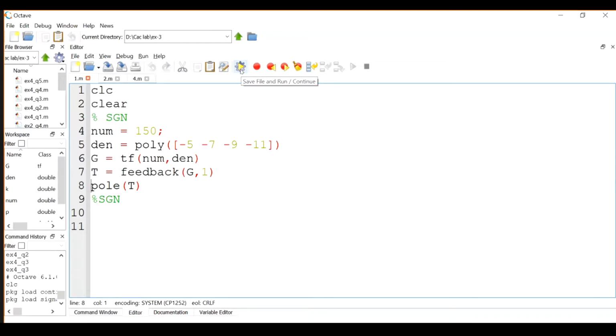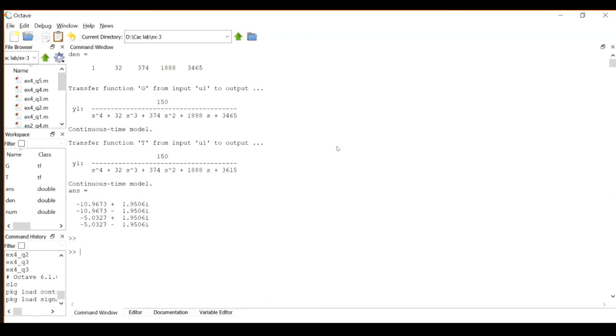Now when we run this command, the output can be seen in the command window. When we move to the command window, we first have to load the control and signal packages. We can load them by using pkg load control and pkg load signal. Now the denominator, when we open the brackets of s plus 5, s plus 7, s plus 9, s plus 11, can be represented as this, that is the coefficients of the polynomial.